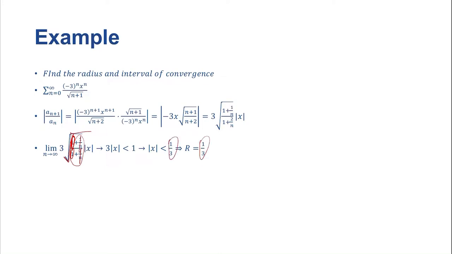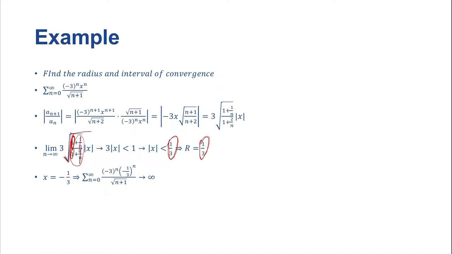That's great. Now we need to put this in context, and to do that we need to find the interval of convergence. To find the interval of convergence, we need to look at the series at the endpoints. The endpoints are going to be at the radius of convergence, so it's either going to be at minus a third or at plus a third. We're going to check to see if the series converges at minus a third, and then we'll check plus a third. So let's check minus a third.